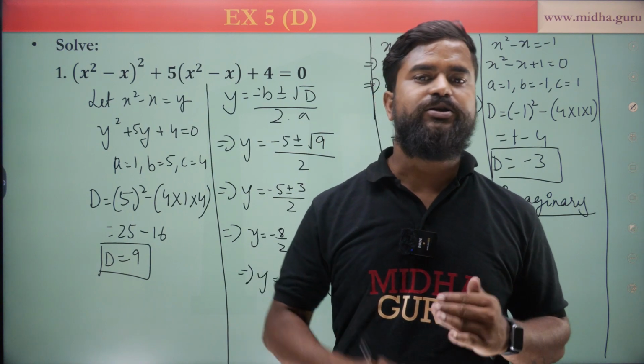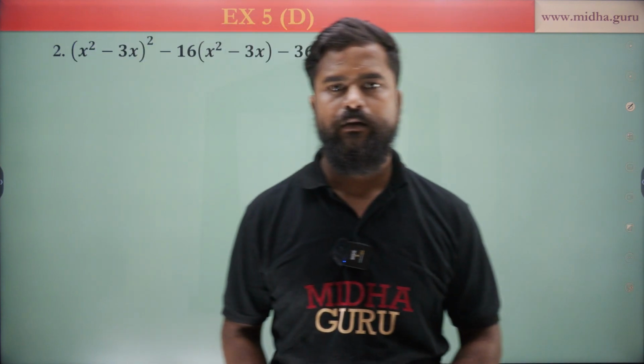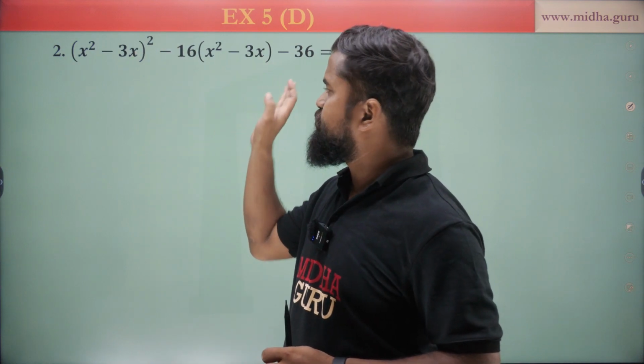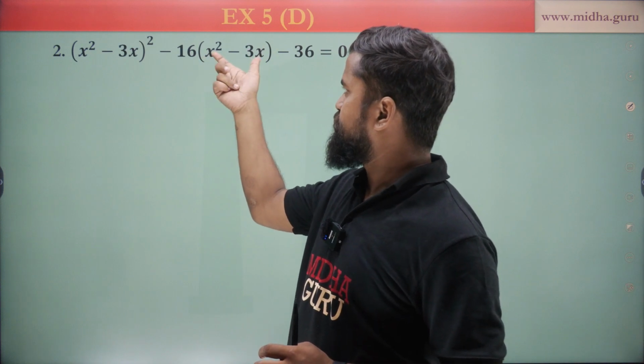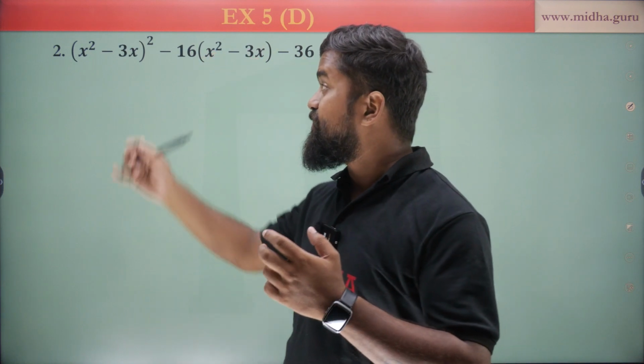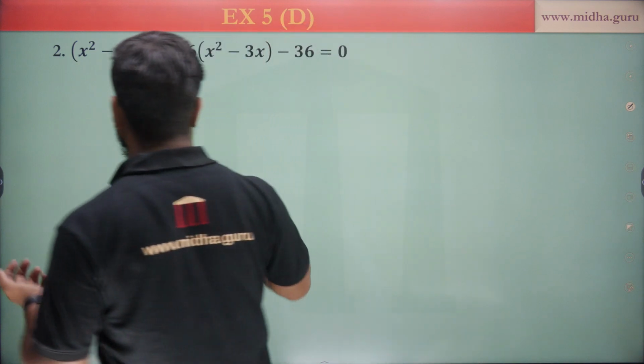Okay, now we'll move on to the next equation. The next question is (x² − 3x)² − 16(x² − 3x) − 36. Again, we'll just take this x² − 3x as another variable. Let us see.